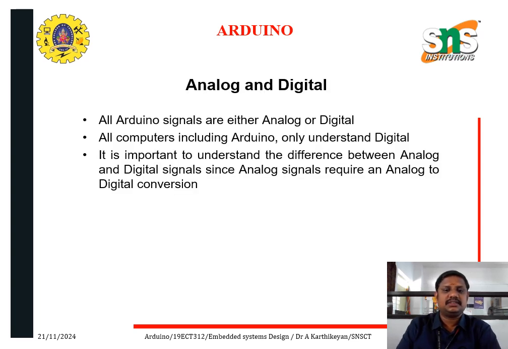Why do we go for analog and digital? All Arduino signals may be either analog or digital, so it can be used for all processes. All computers, including Arduino, only understand digital, so it needs to understand the difference between analog and digital signals. Since analog signals are involved, analog to digital conversion and digital to analog conversion are needed, and they are easy to implement. So these are the main reasons we go for analog to digital conversion.